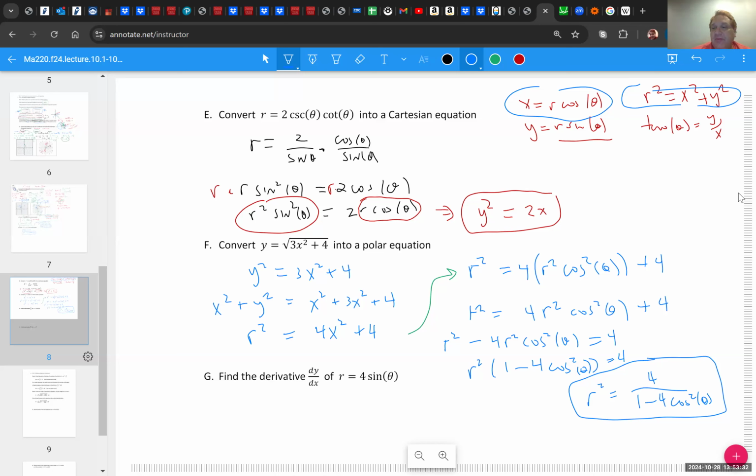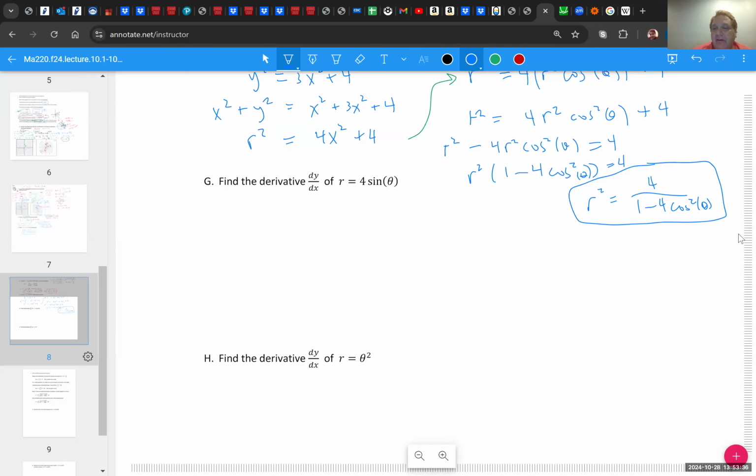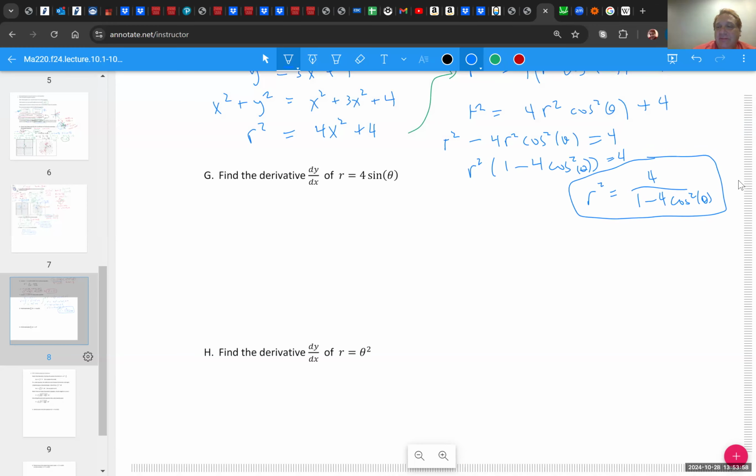All right, we got 2 last examples for you before the end of the video. I've very creatively labeled them examples G and H. So G says find the derivative of r equals 4 sine theta. So we want to find the derivative dy dx, and we have no y's and no x's. We just have r is equal to 4 sine theta. So what the heck do we do there? I know we got all these derivative formulas, but how do we do them in this particular situation?